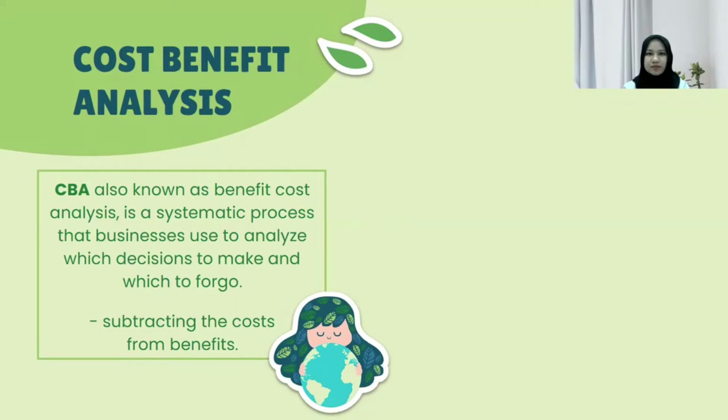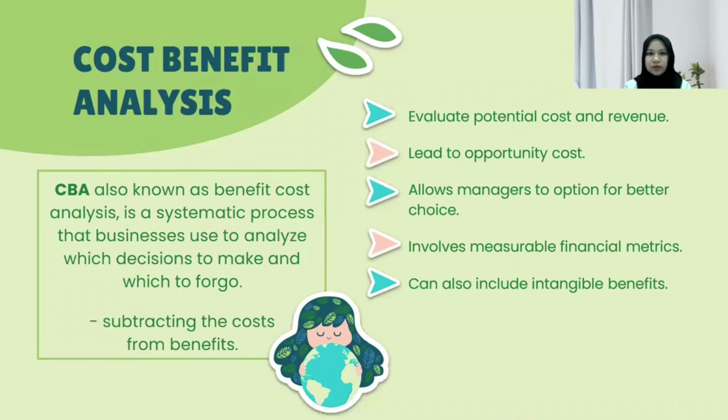CBA, also known as benefit cost analysis, is a systematic process that businesses use to analyze which decisions to make and which to forego. Cost-benefit analysis is built by identifying the benefits of an action as well as the associated costs and subtracting the cost from benefits. CBA can evaluate potential cost and revenue. Hence, it will lead to opportunity cost, which allows managers to opt for a better choice.